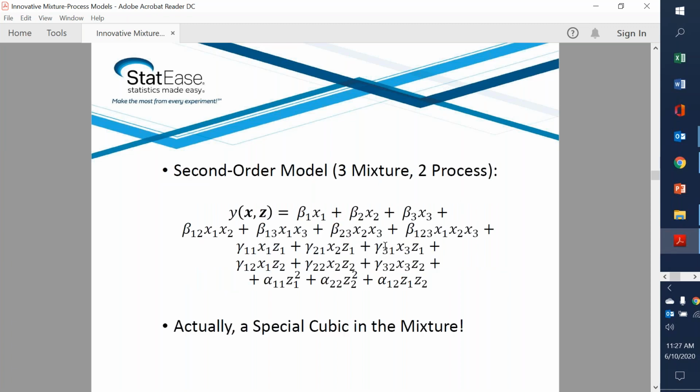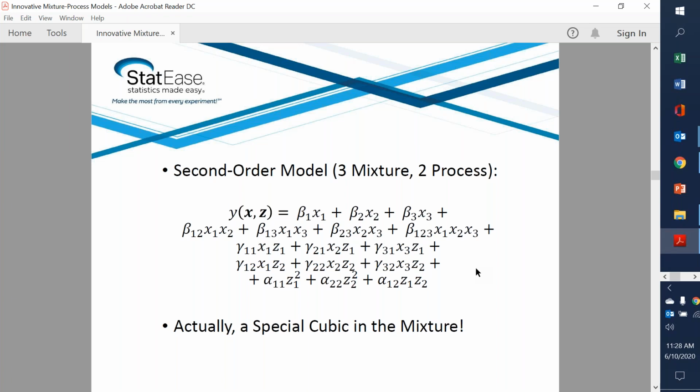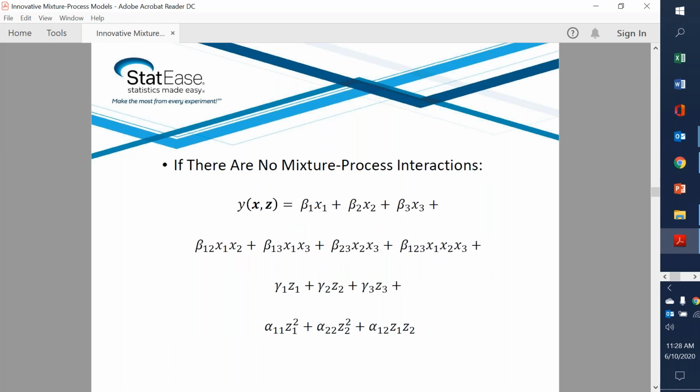Well, this is what that model looks like. And it's actually, in this case, a special cubic, because we've got the 3-factor interaction, 3-component interaction. We can actually fit that. I mean, John really loved that. So that model's up on the board, and if there are no mixture process interactions, it collapses, okay? So this is the basic model for what we were doing, a true second order model.